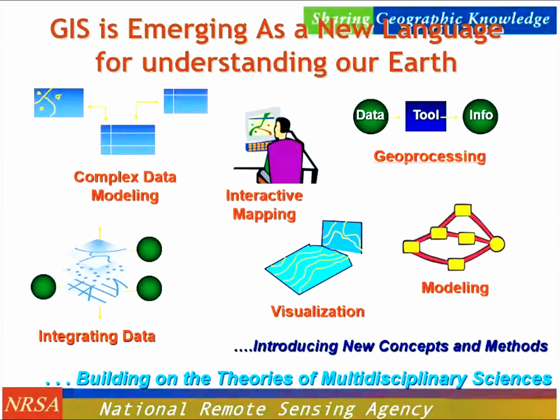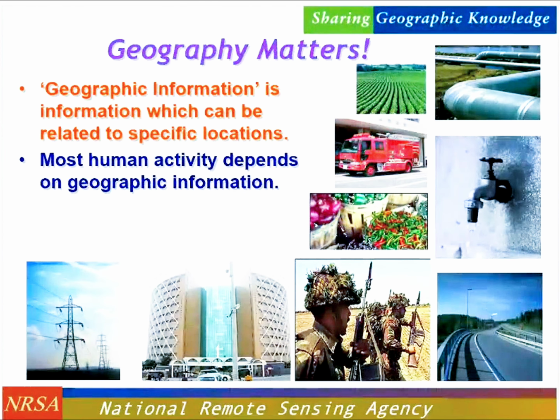So this is the emerging, new language for describing the earth, or our understanding through these techniques of GIS. So what is the matter of geography, right? What is the matter of geography? The geographic information which can be related to specific locations, right? Geography means location, right? You know this very well.